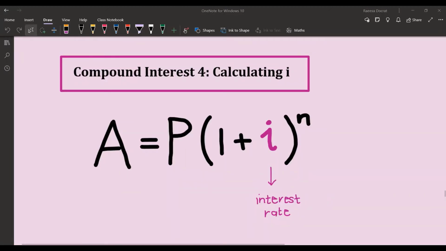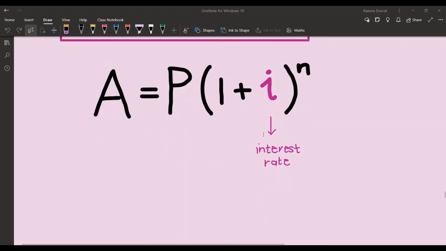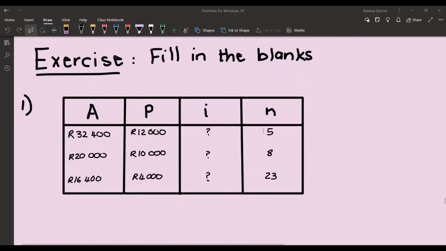In this video, we're having a look at how to calculate the interest rate given the accumulated amount, the principal, and the number of years. So let us start with an exercise. Here we've got a table where we have to fill in the blanks. We're given the A, P, and the N, and we have to solve for I. So let us start with the first one.